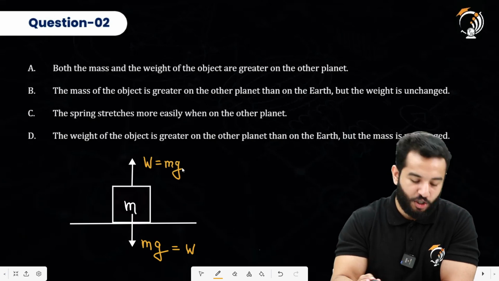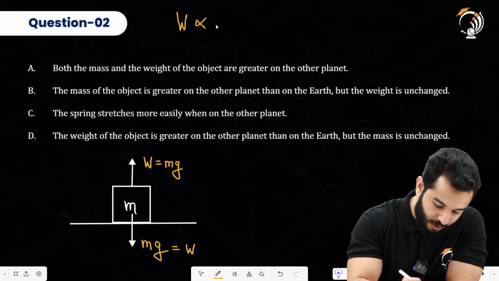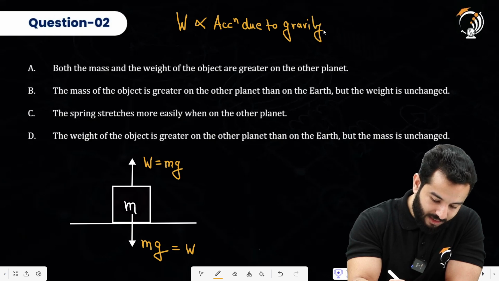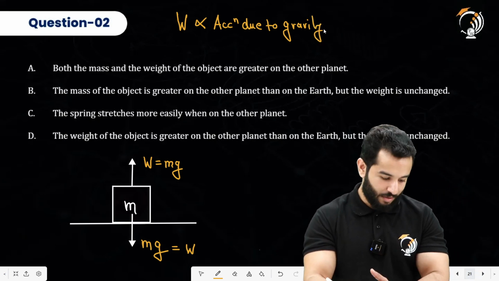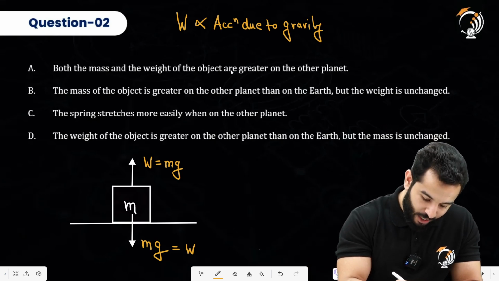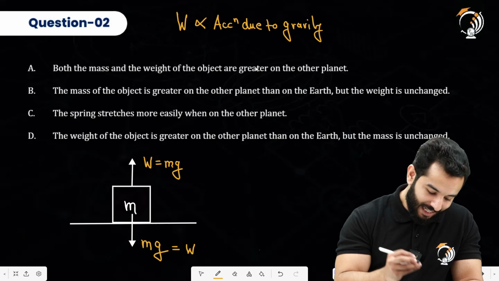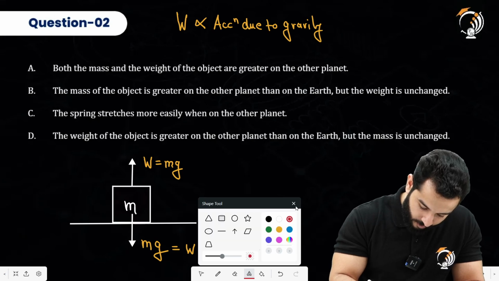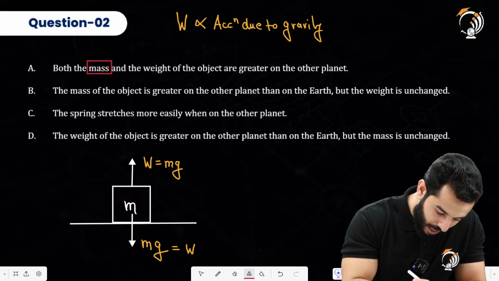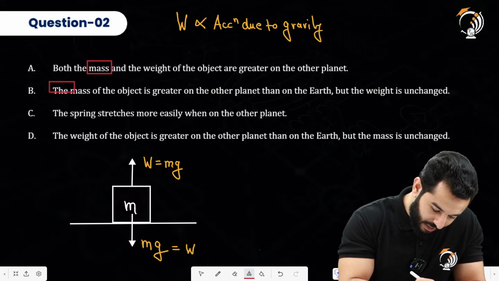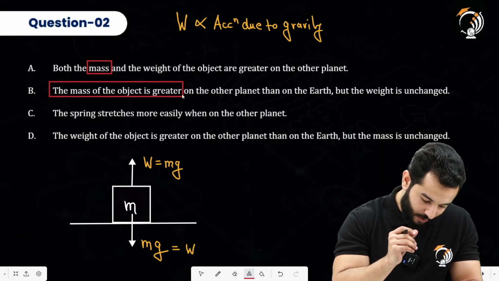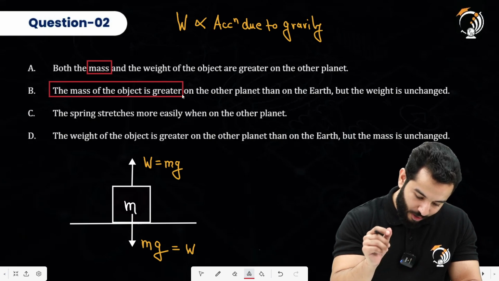So weight can actually change because weight directly depends upon the acceleration due to gravity, or you can simply say it depends on gravity. But mass doesn't depend upon gravity, mass remains same, right? So when they are saying that both mass and weight of the object are greater on the other planet, they are wrong, because the wrong thing over here is that they are talking about the mass. Mass does not change. The mass of the object is greater. Again, this thing is wrong. The mass is not greater. Mass will remain same. The spring stretches more easily when on the other planet.